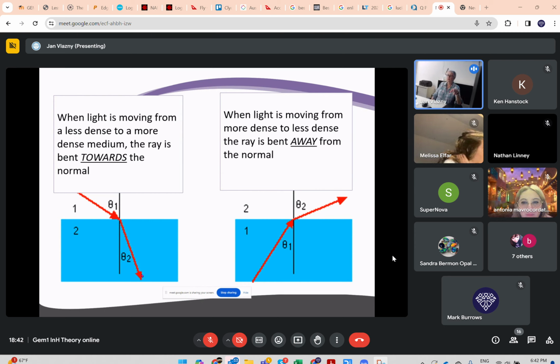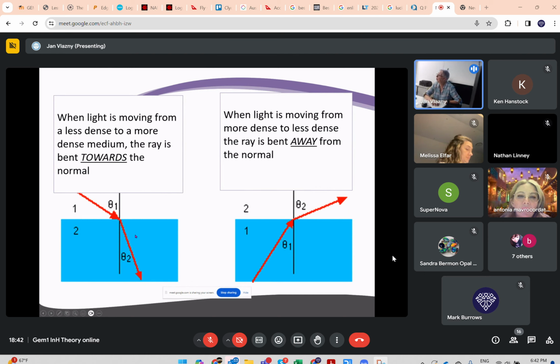That's important too, so you always have to remember: less dense to more dense bends towards the normal. When it's going the other way around, the incident ray is already in the more dense medium. When it goes into the less dense, the angles still have the same ratio, but it has now bent away from the normal rather than towards it. So it's exactly the same as this going the other way. I should have turned that around. Can you see what I mean?